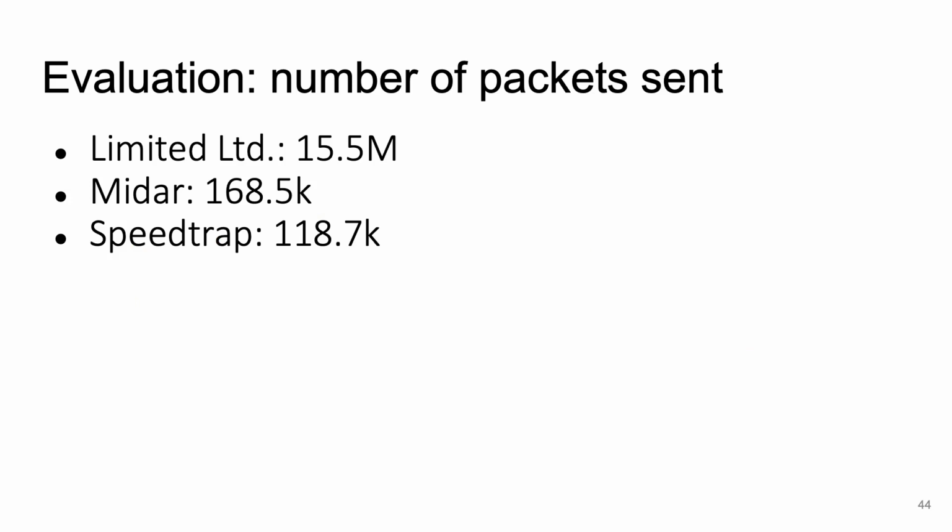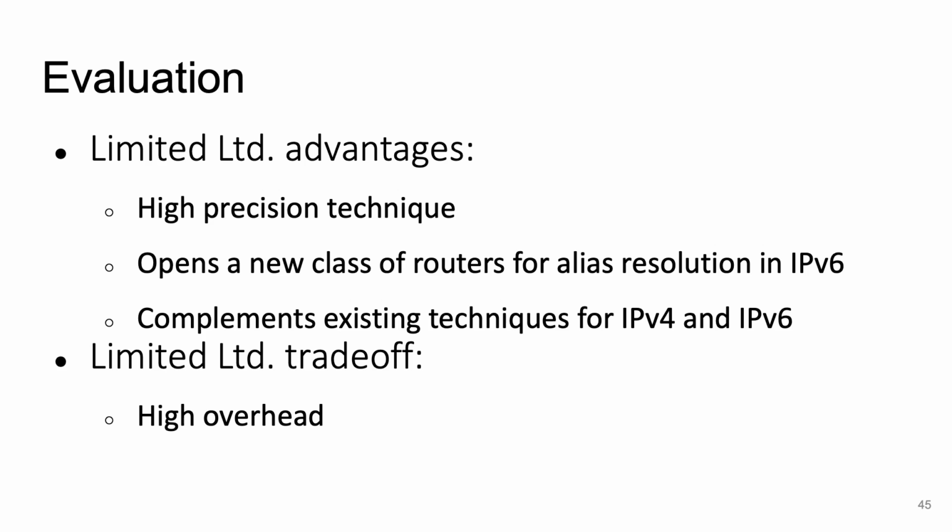Another aspect of the evaluation is the number of packets sent, and there is definitely a trade-off here because LIMITED sends a lot more packets than MIDAR and SpeedTrap. So the evaluation of LIMITED brings two different lessons. The first one is that LIMITED is a high precision technique for alias resolution. The second one is that it opens a new class of routers for alias resolution in IPv6, not solely Juniper routers. It also complements existing techniques for v4 and v6, but there is an inherent trade-off, that is its high overhead.